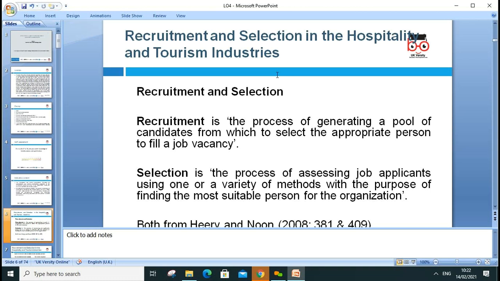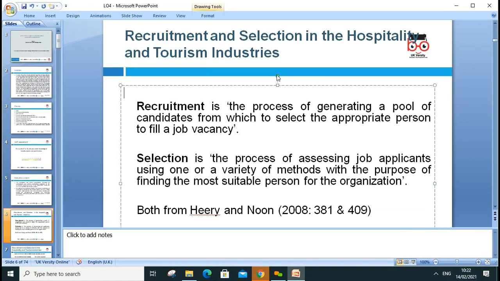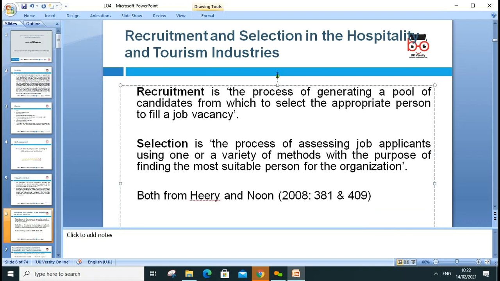Recruitment is the process of generating a pool of candidates from which to select the appropriate person to fulfill the job vacancy. So, the job pool. Then we have selection. Selection is a process of assessing the job applicants using one or a variety of methods, with the purpose of finding the most suitable person from that job pool.